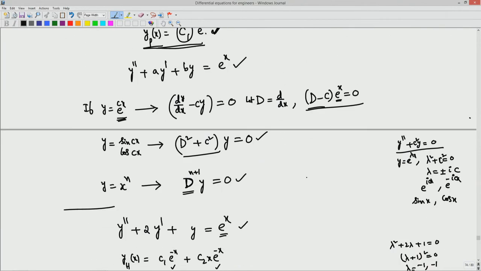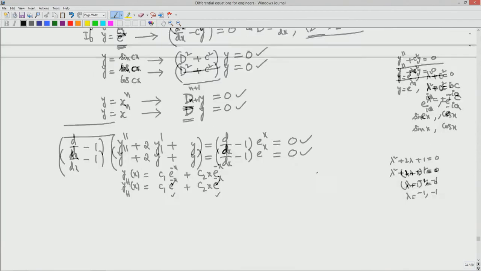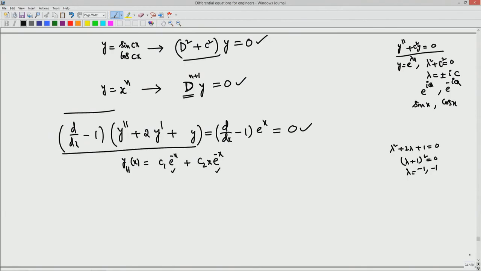So D minus c is 1, so (d/dx − 1) is the operator, acting on e^x, which will be 0, right? So on both sides I apply d/dx − 1, and if I operate on the right-hand side, (d/dx − 1) on e^x, that is 0. Okay. Now what I got is this equal to 0.